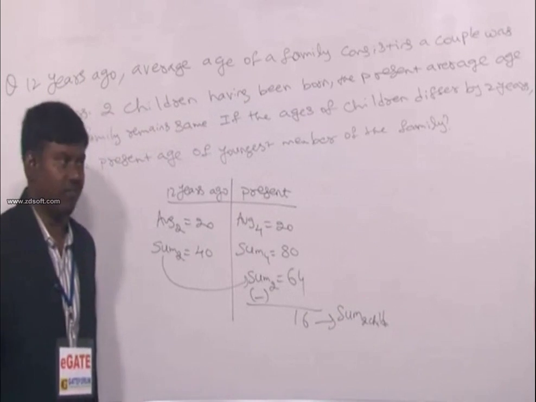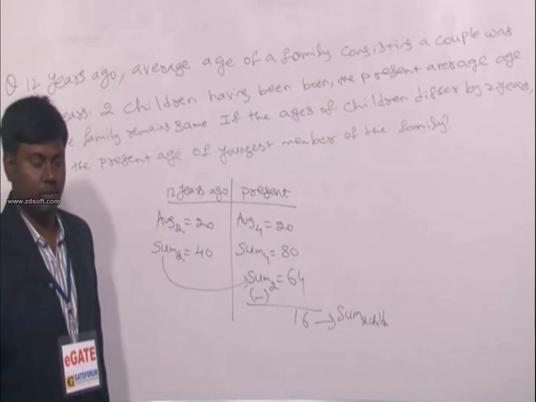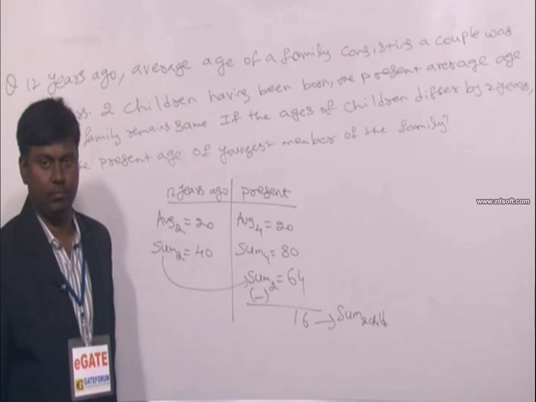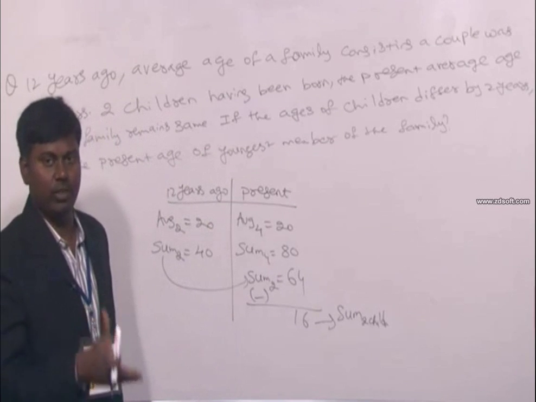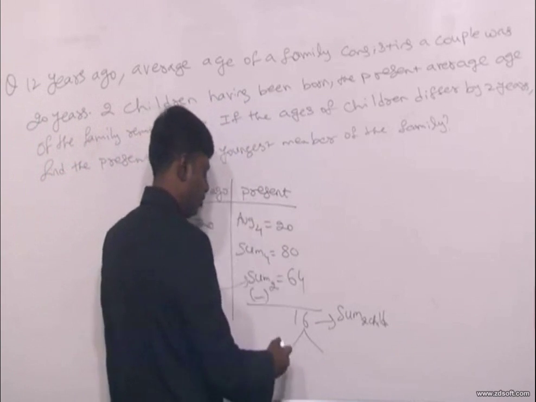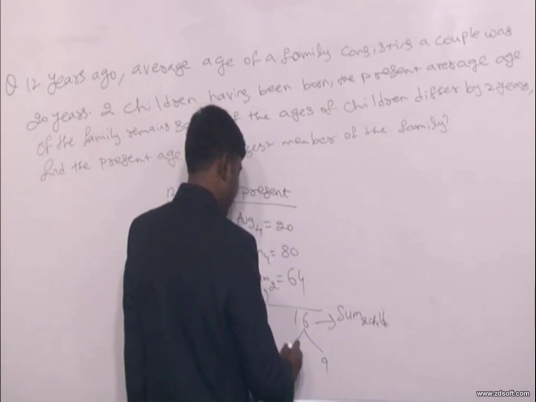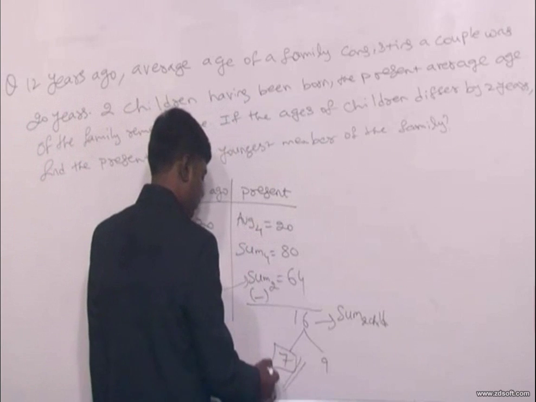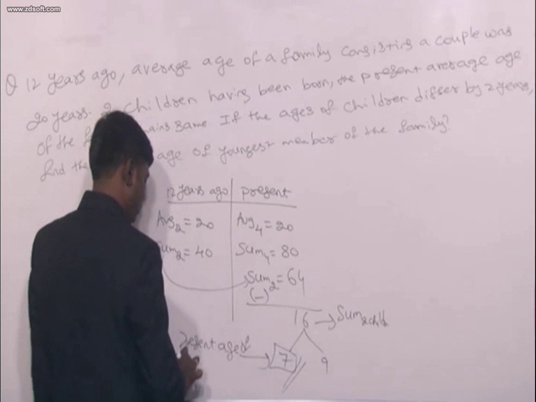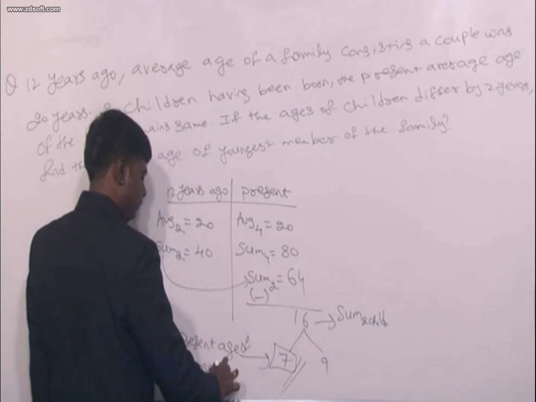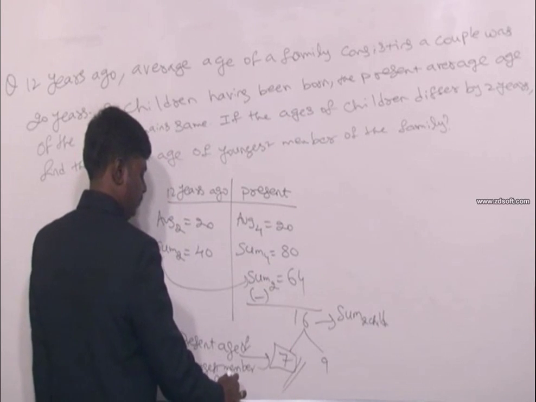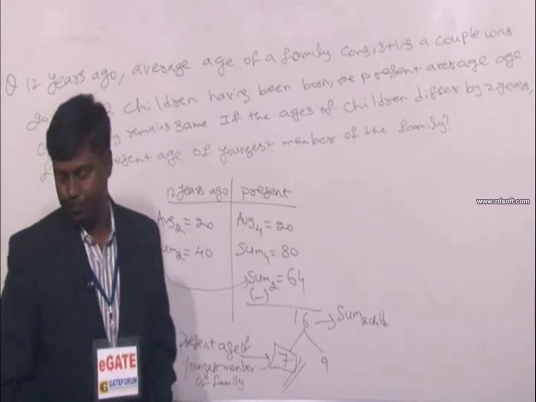It is given that the children's ages differ by 2 years. So how do you consider 16? Sum of 2 is 16. Difference of 2 is 2. Right? You don't need an algebraic expression for this. You can consider 7, 9. Youngest member's age is 7. That's the answer. Present age of youngest member of the family. Right?